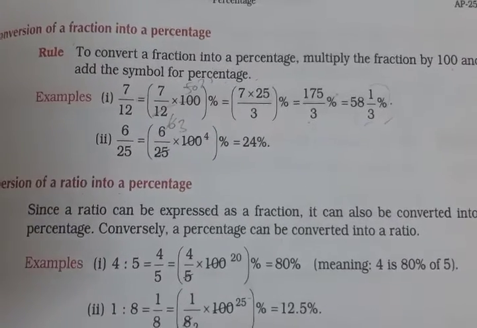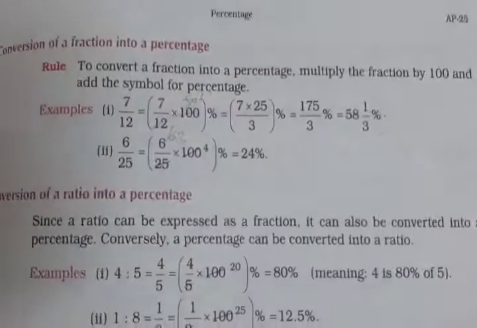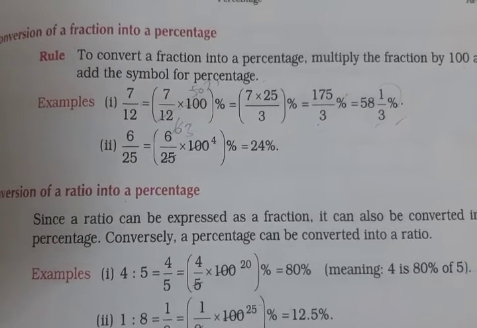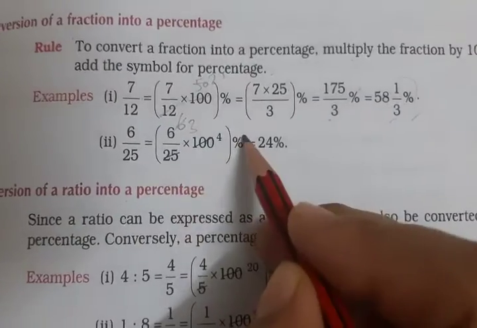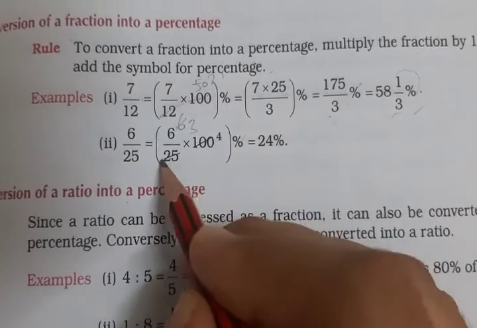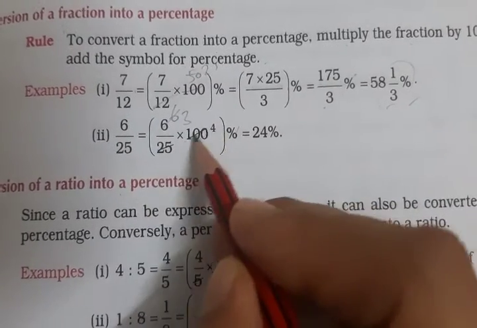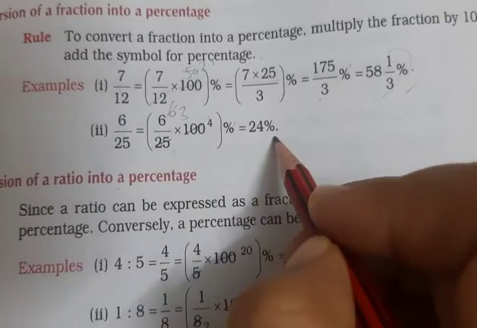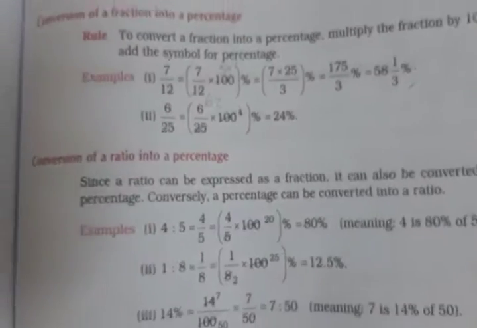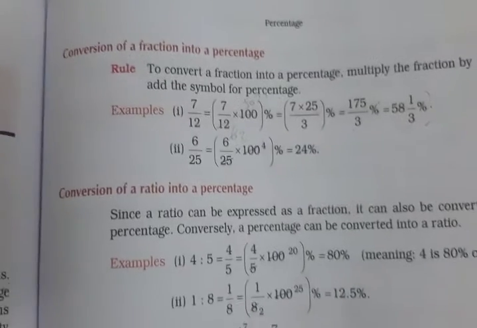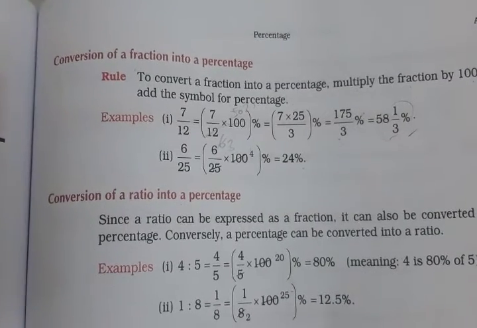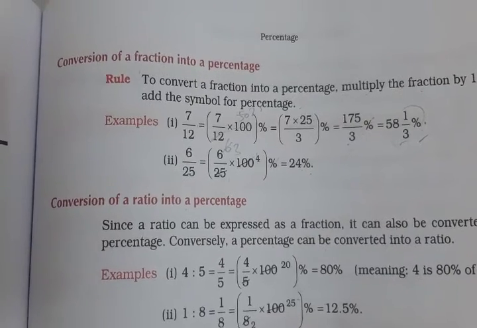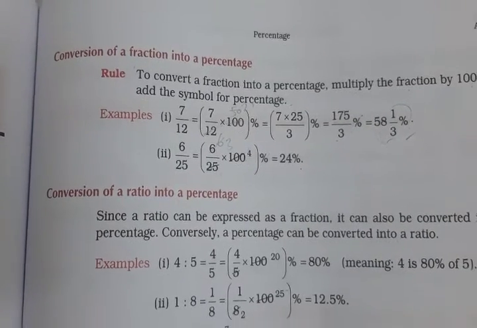Now next one, 6/25. How to convert 6/25 in a percentage? Multiply 100, and percentage. Now 25 on 25 table 100 will come on a 4, that is on a 4 I will cut, and 6 into 4, that is a 24 percentage. Understand? Now two rules we have to do, firstly how to convert a percentage into fraction, and second one is how to convert fraction into percentage.